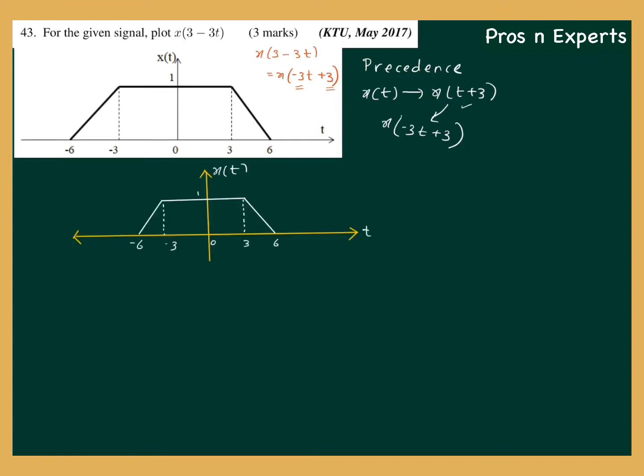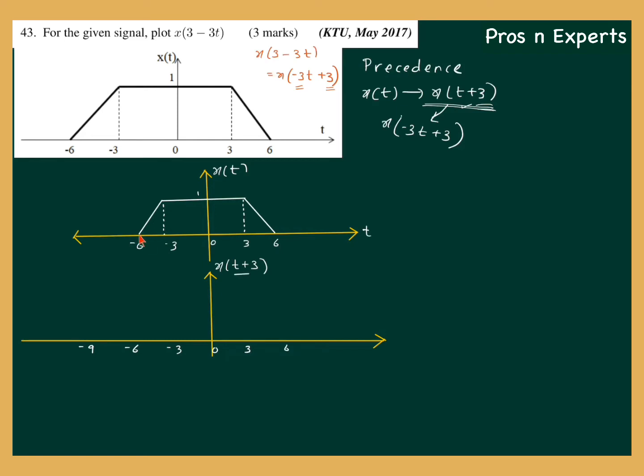Okay, I have redrawn x of t for you. Now, according to the precedence rule, what we have to obtain is x of t plus 3. But you know, x of t plus 3 is a time shifted version of x of t, shifted to the left by 3 units. So if you are shifting x of t by 3 units to the left to obtain x of t plus 3, then what will happen at this point?